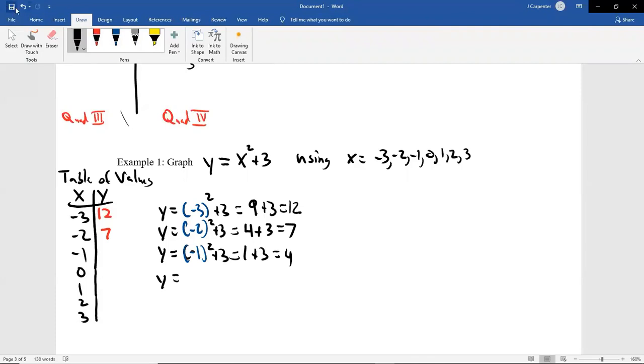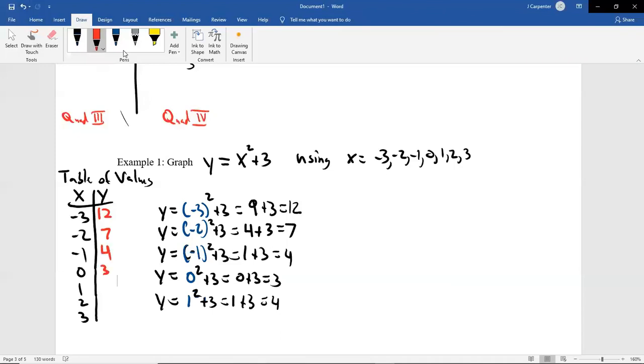When I plug in the 0, y equals, I don't need the parentheses anymore because that's not a negative anymore. So 0 squared plus 3, which is 0 plus 3, and that's 3. And the 1, y equals 1 squared plus 3, which is 1 plus 3, which is 4. Huh, interesting. Let me start filling these out. 7, 4, 3, 4.